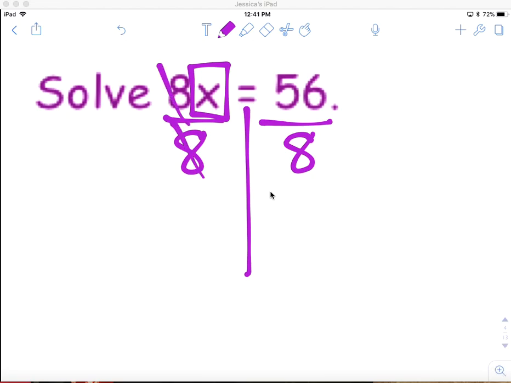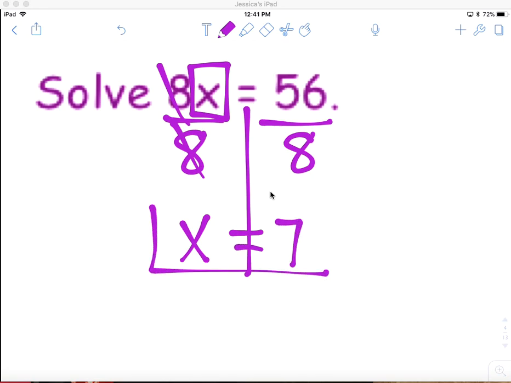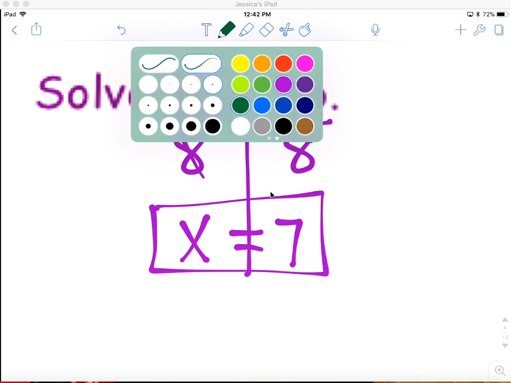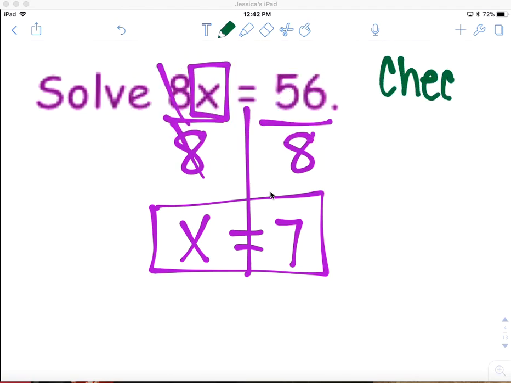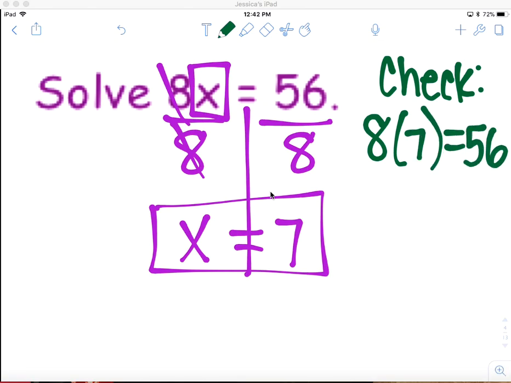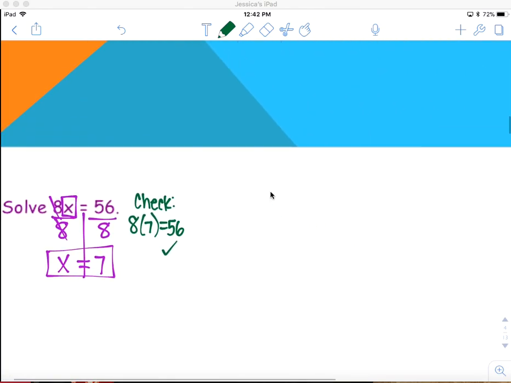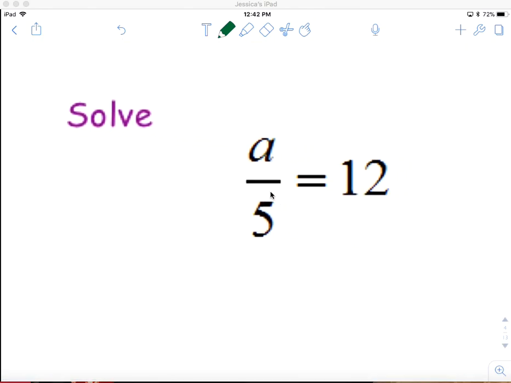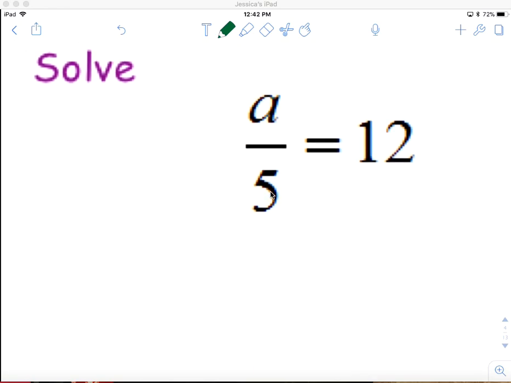8 divided by 8 cancels and leaves me with x on the left. 56 divided by 8 gives me 7. You can check this just like the other ones by plugging it back in. If I plug in 7 for x, 8 times 7 is 56, so I know I got it right. Next, we'll do an example with division. On this problem, we have a divided by 5 equals 12.